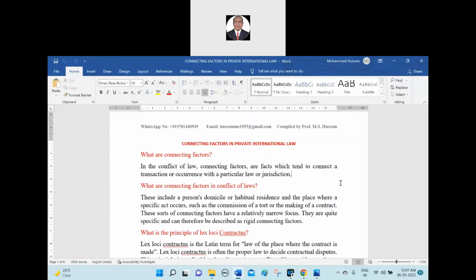Just now I told you, lex loci delicti. Lex loci, the place where it occurred. Delicti. Repeat. Lex loci delicti. So what are the two connecting factors in the law of tort?